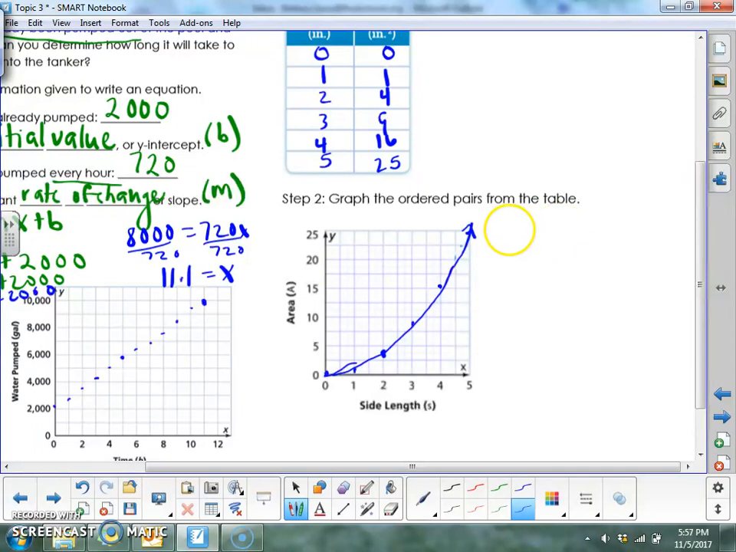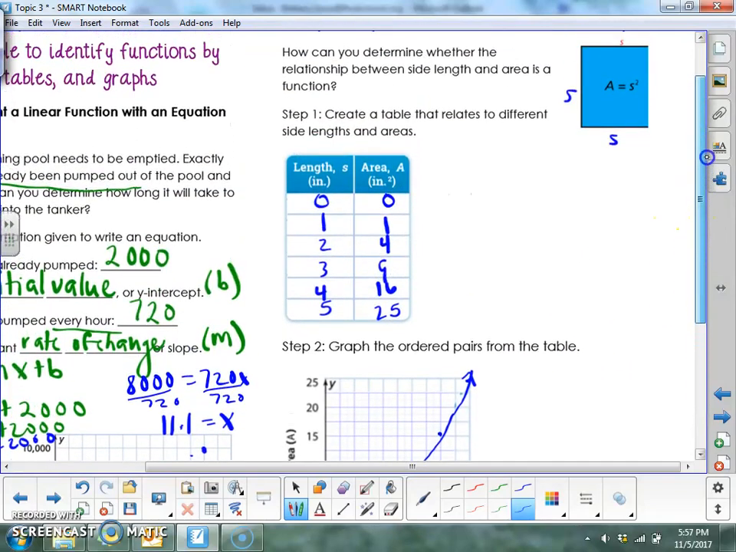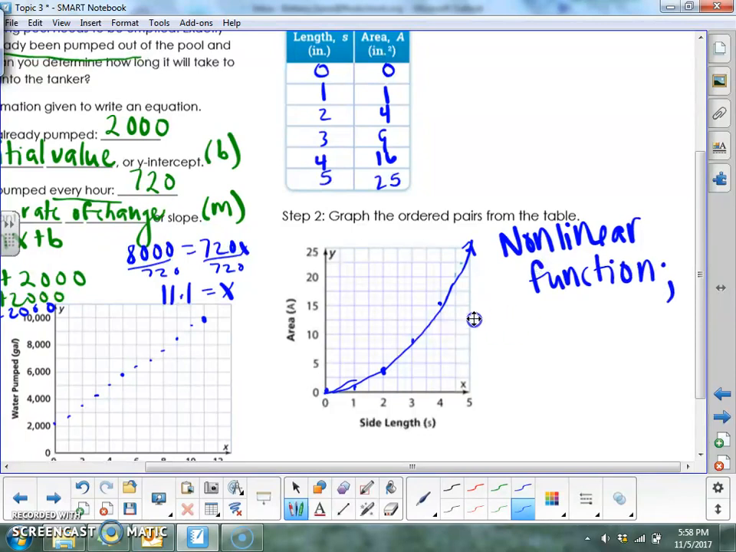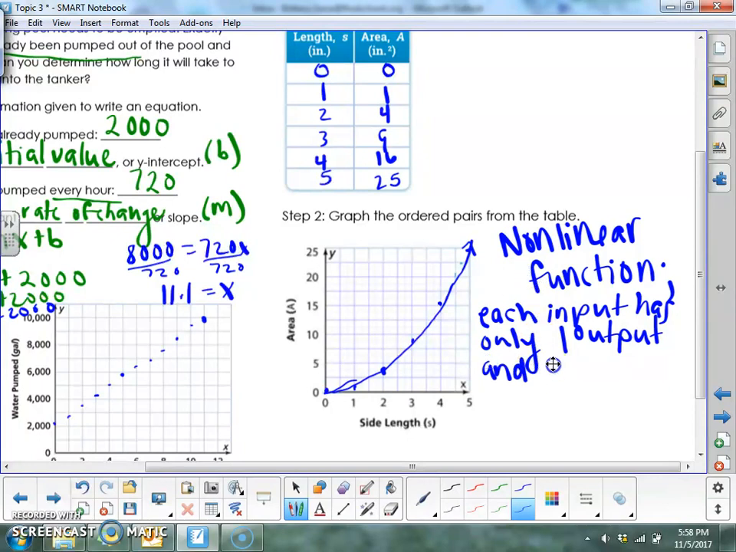So the question was, how can you determine whether it is a function? Again, looking at each input has its own output. And again, looking at the shape of this graph, this represents a non-linear function. So the reasons why: each input has only one output. And it's nonlinear because it's not a straight line.